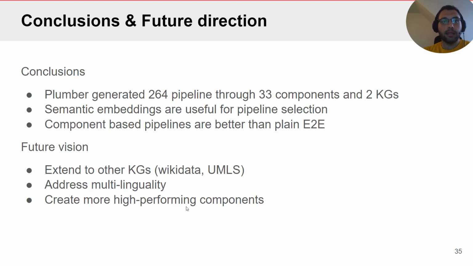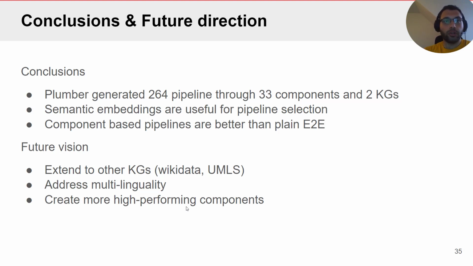Last but not least, what we gather from our research is that Plumber, with only 33 IE components, was able to generate 264 pipelines. We conclude that using contextualized embeddings, it is much better for finding suitable pipelines than other methods. We also note that we found that pipeline-based or component-based pipelines are better performing than regular end-to-end pipelines for different input text.